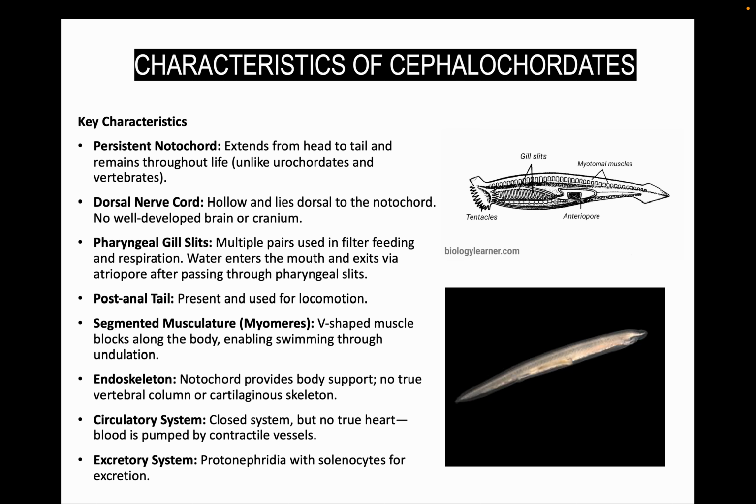The circulatory system of cephalochordata is said to be a closed system, but remember that there is no true heart that pumps the body fluid throughout the animal's body. Instead, the blood vessels are contractile in nature. The excretory system is in primitive mode. The structure is said to be protonephridia with associated cells called solenocytes, important for excretion and for regulation of fluid balance, for osmoregulation.